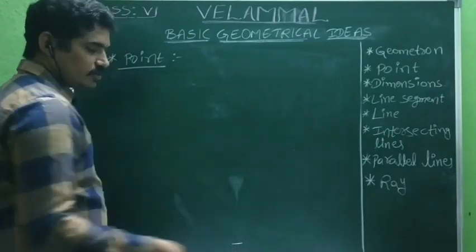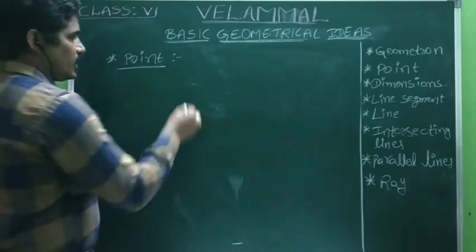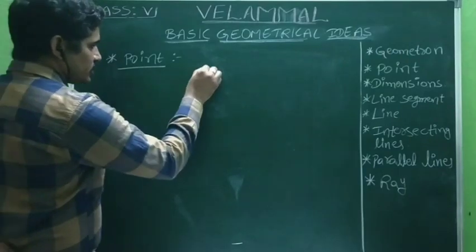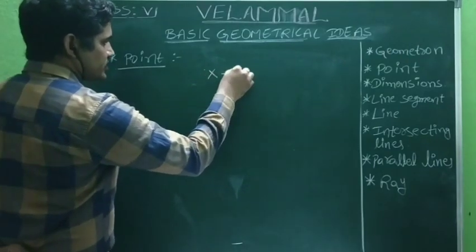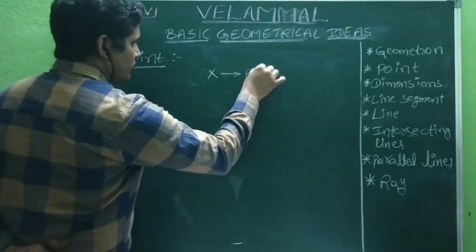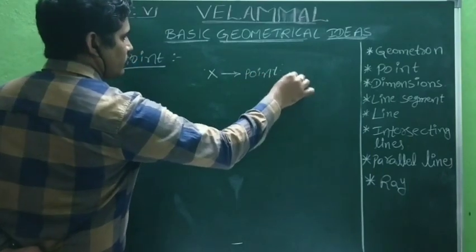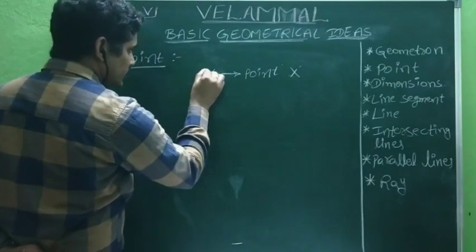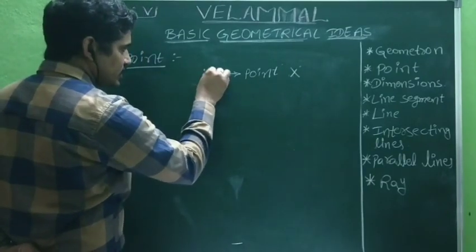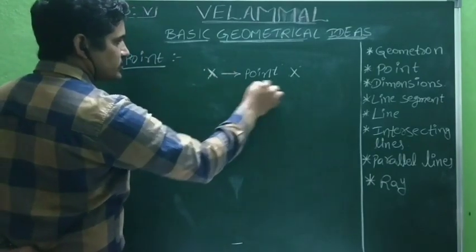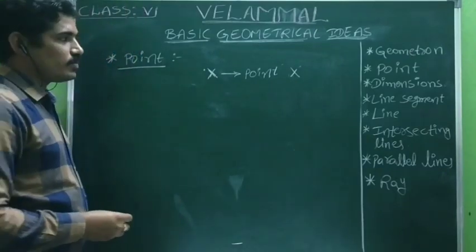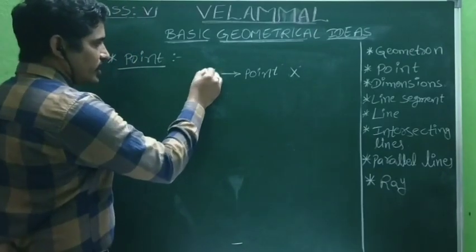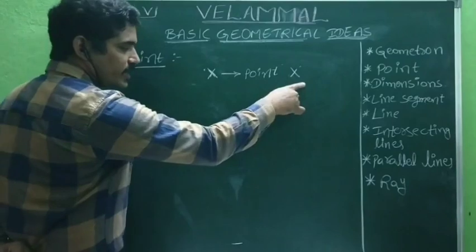Now we should know the dimensions of a point. For example, I am taking point x. We will read this as point x. The representation of a point is in this way, but the reading is point x. We should remember this: the representation of a point is this, and the reading is point x.